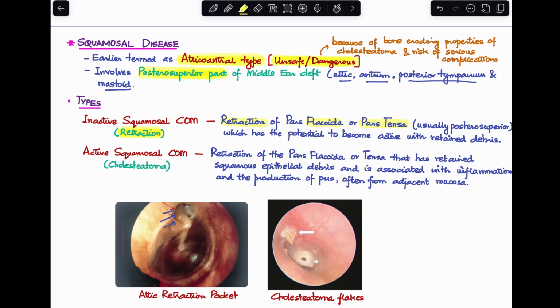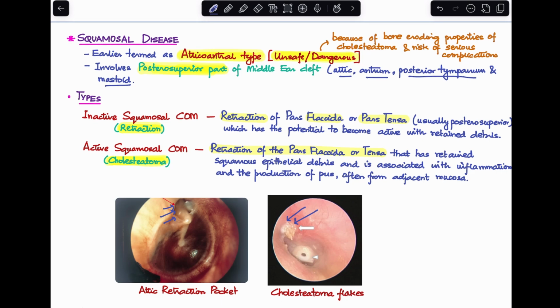The second type is the active squamosal chronic otitis media, which is also basically known as the cholesteatoma. Here, we see a presence of retraction of pars flaccida or pars tensa in the posterior superior part that has retained squamous epithelial debris, and it is associated with inflammation and production of pus from the adjacent mucosa. If you see in the right image over here, we can see the presence of cholesteatoma, pearly white cholesteatoma flakes in the attic region. So these are the two types of squamosal type of chronic otitis media.